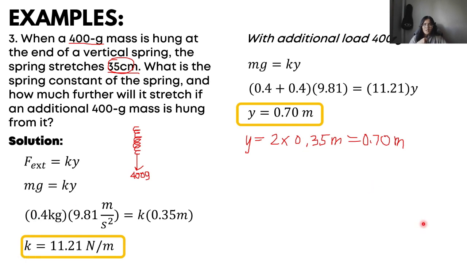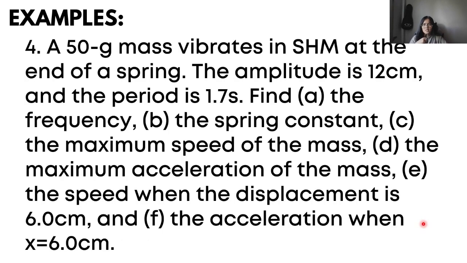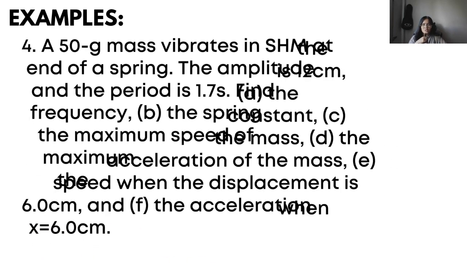Okay, so proceed tayo. So we have example number 4. A 50-gram mass vibrates in SHM, simple harmonic motion, at the end of a spring. The amplitude is 12 centimeters and the period is 1.7 seconds. Find the frequency, spring constant, maximum speed, maximum acceleration, and the speed when the displacement is 6 centimeters and the acceleration when displacement is 6 centimeters.